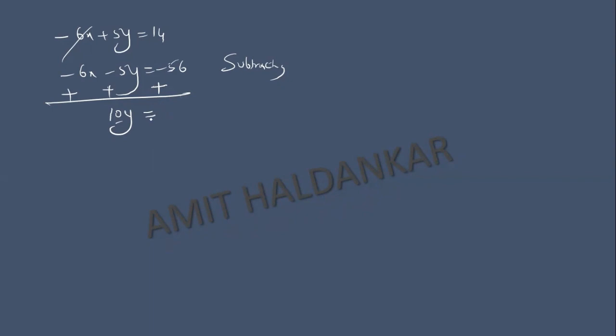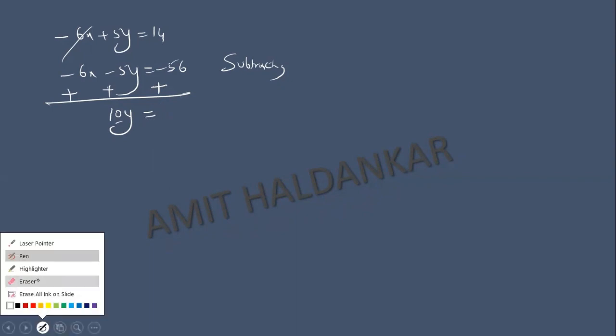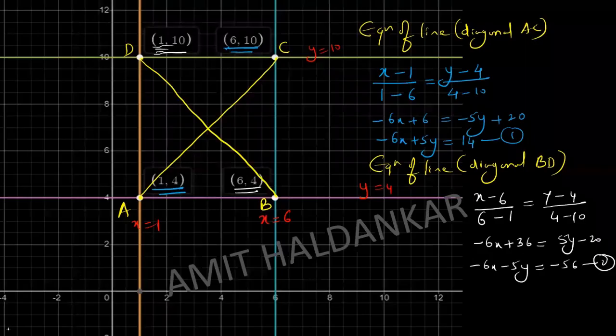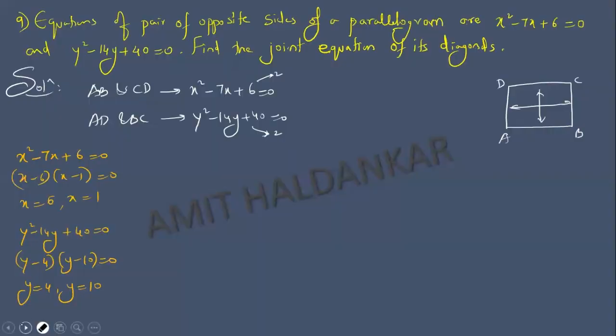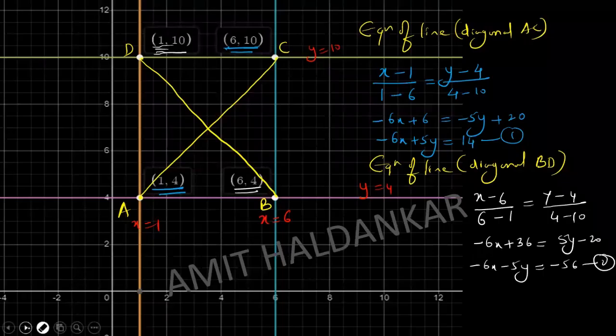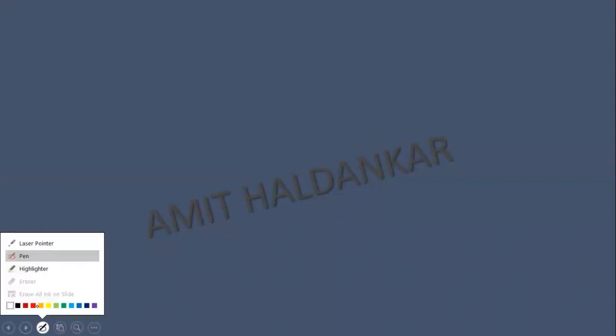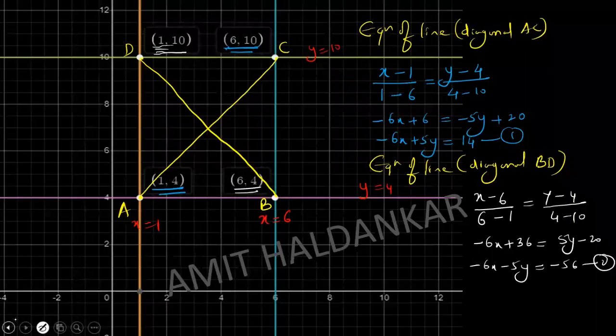But wait, just a bit. What you want in the question is not the intersection point. You want a joint equation. Let's not solve them. Since we don't want the intersection point, we will just multiply these two equations. So let's multiply equation 1 and 2, and we get the answer.